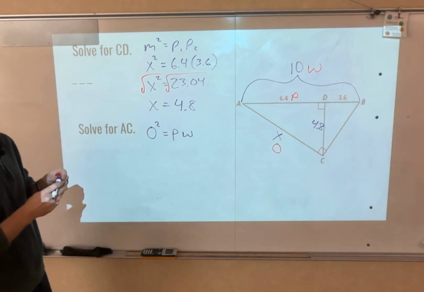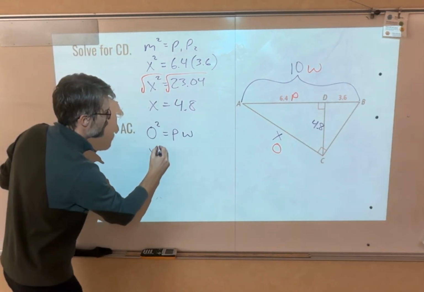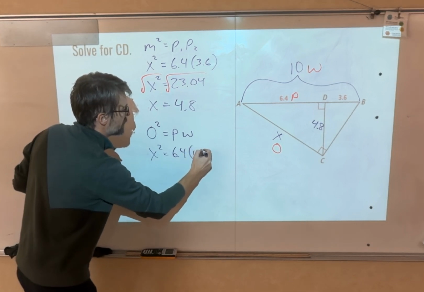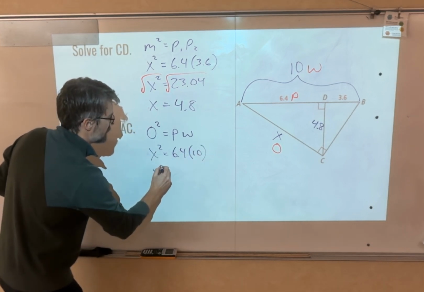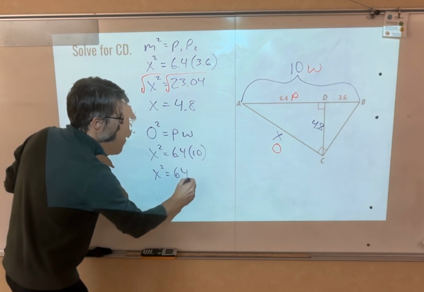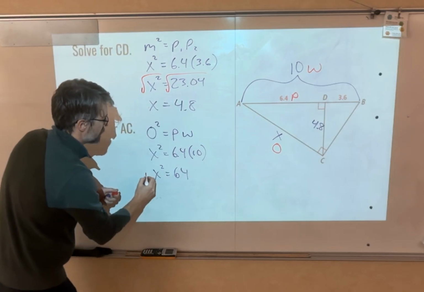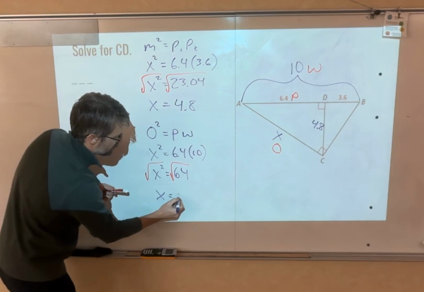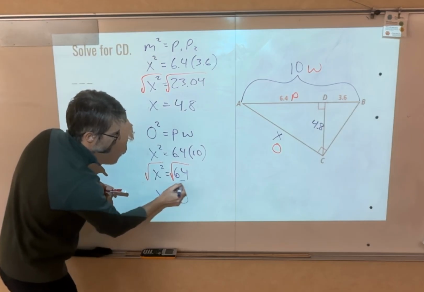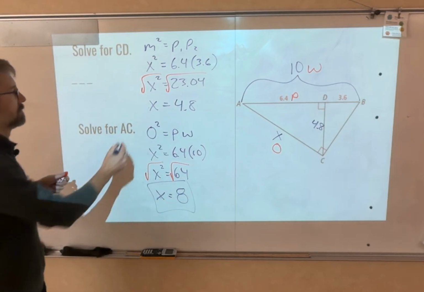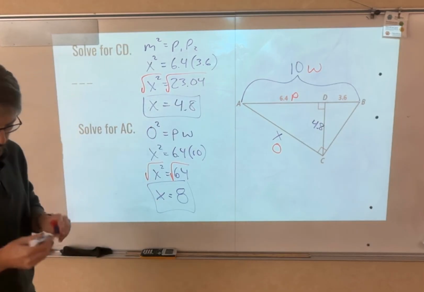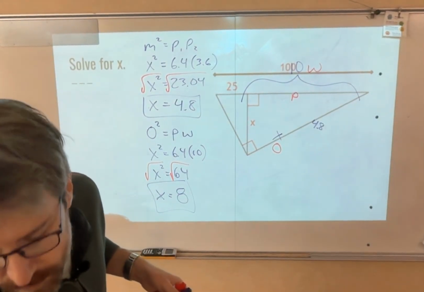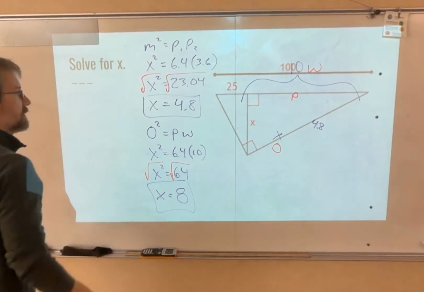All right, so now if I plug everything in, I get x squared. The part is 6.4. The whole is 10. So I get x squared is equal to 64. And that's a nice number to do a square root of. We get x is equal to 8. All right, a couple more. Solving for x here.